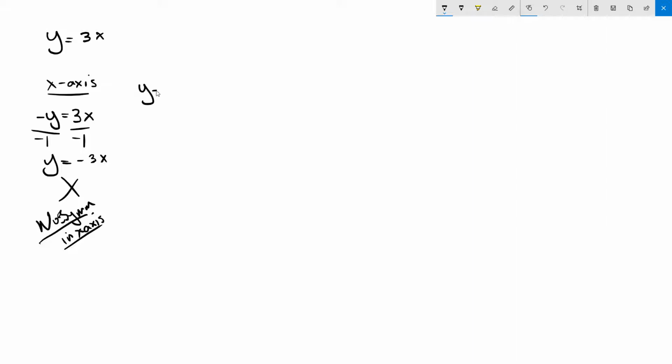Let's go ahead and do a y-axis symmetry. So for that, we just do the opposite case. If we're looking for x-axis, we plug in negative y. Well, in y-axis, we plug in negative x. So we have y equals 3 times negative x, okay? And we've got to simplify because this isn't totally simplified. Remember, if we have parentheses, that means you're not totally simplified. So we have y equals negative 3x, right? Because 3 times negative x would give us negative 3x.